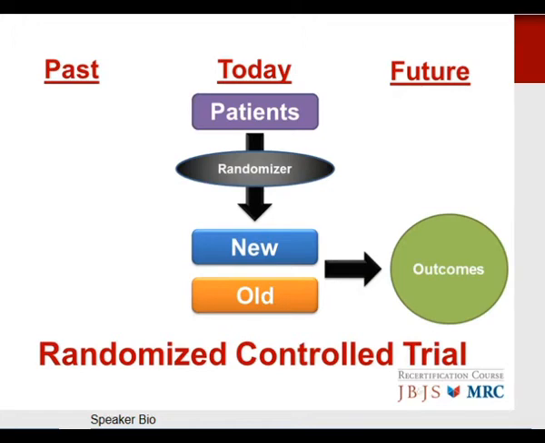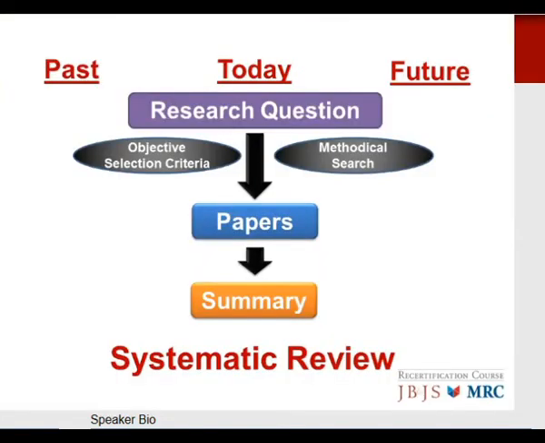It's too easy. So, there are two other types of studies that really don't involve experiments. They are the systematic review and meta-analysis. And what's the difference? A systematic review is where you start with a research question, you have objective selection criteria, and you perform a methodical search. You then find the papers that you want and you produce a summary. This is a systematic review.